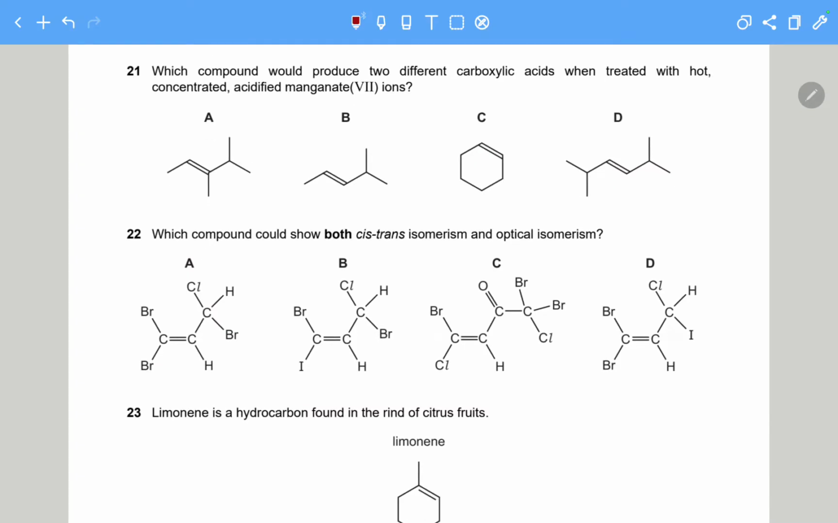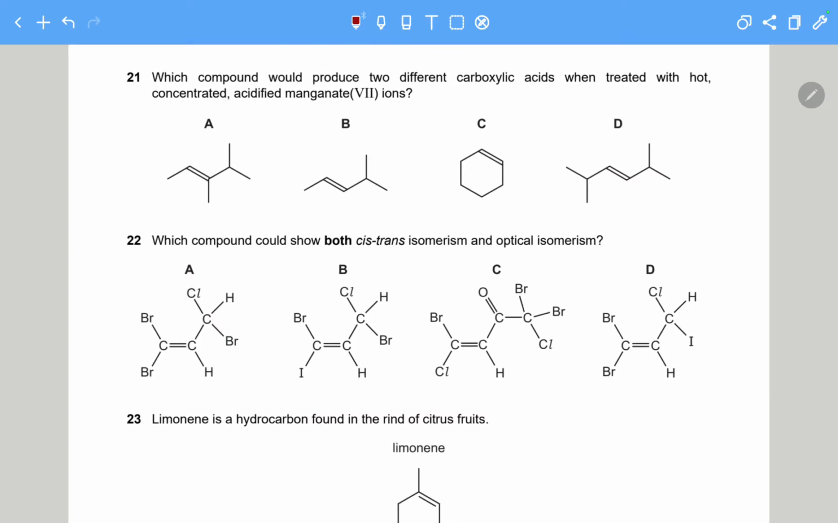Which compound would produce 2 different carboxylic acids when treated with hot concentrated acidified manganate ions? So remember, when we oxidize alkenes with hot concentrated acidified manganate ions, a singly substituted alkene gives a carboxylic acid, a doubly substituted alkene gives a ketone, and an unsubstituted alkene, which means a CH2 group, will give carbon dioxide. So which compound would produce 2 different carboxylic acids is the question.